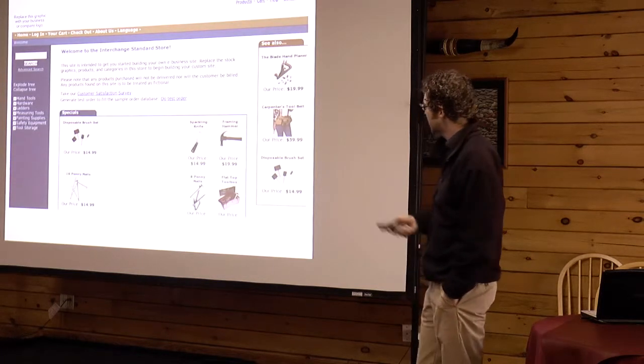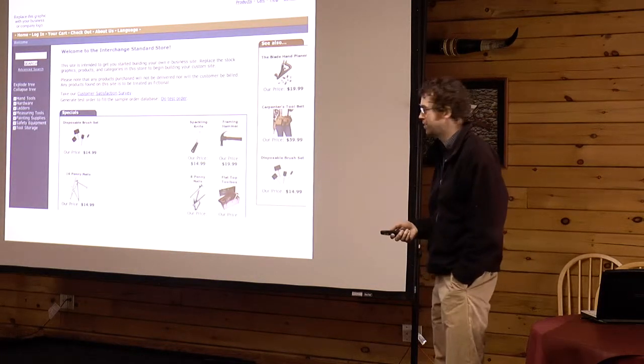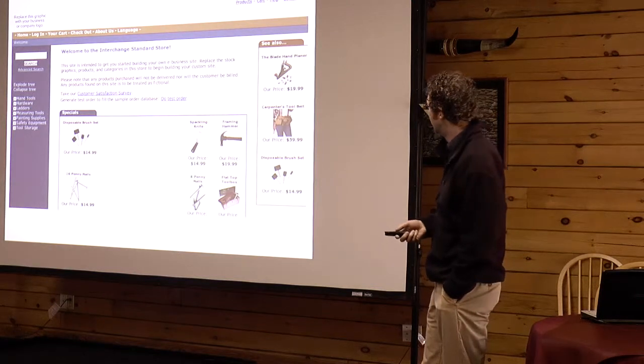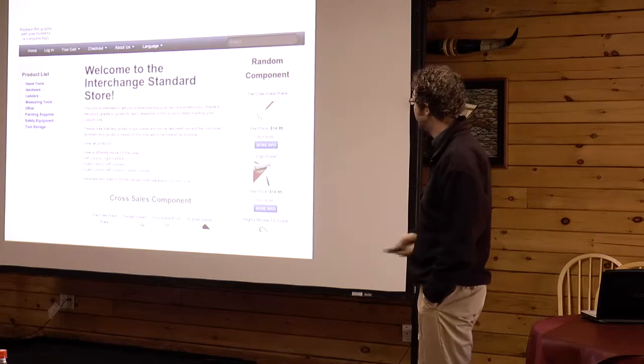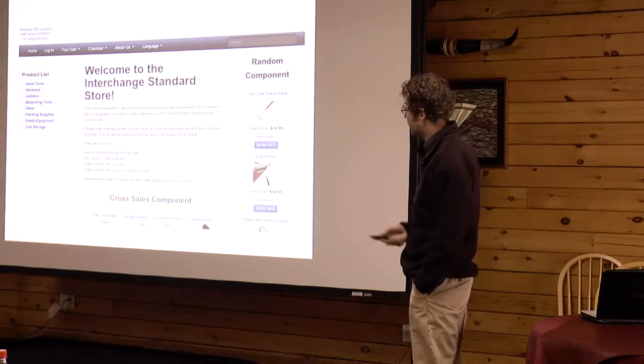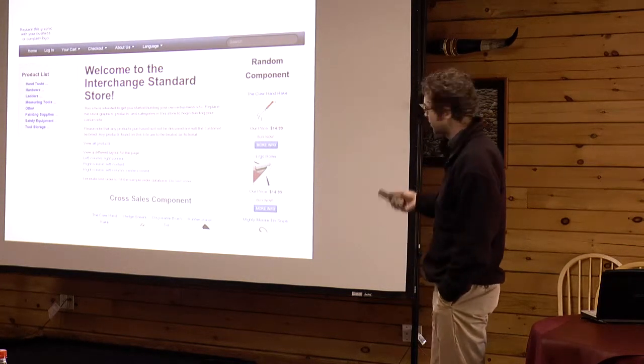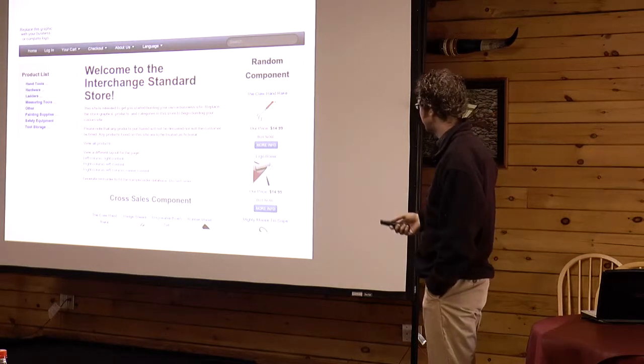So here's the picture of the current Interchange demo catalog. And this is using our table layout behind the scenes. And this one is the new Strap catalog. So you'll notice that several things are different, looks a little cleaner.